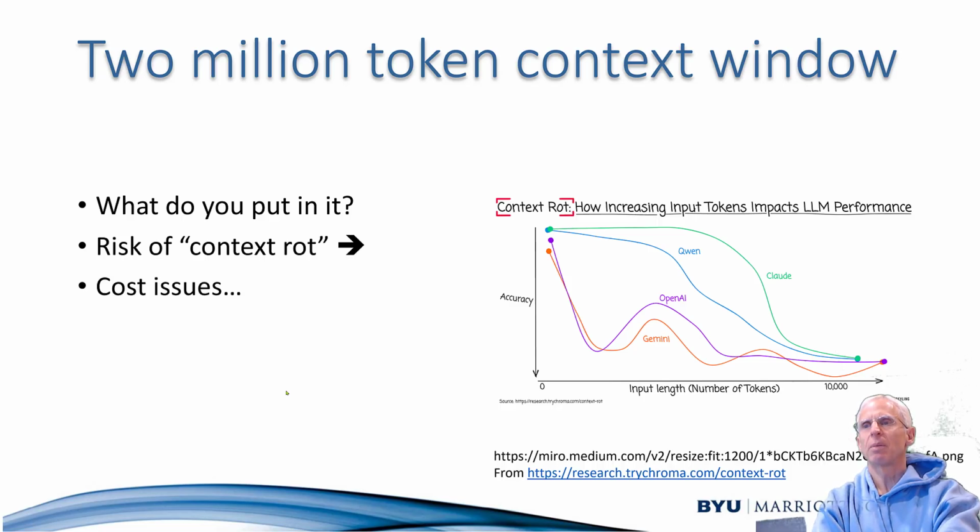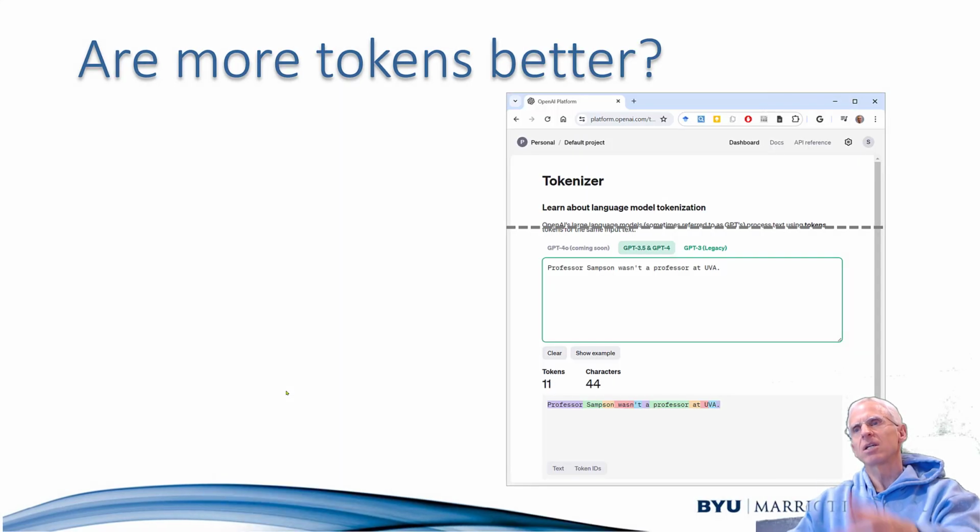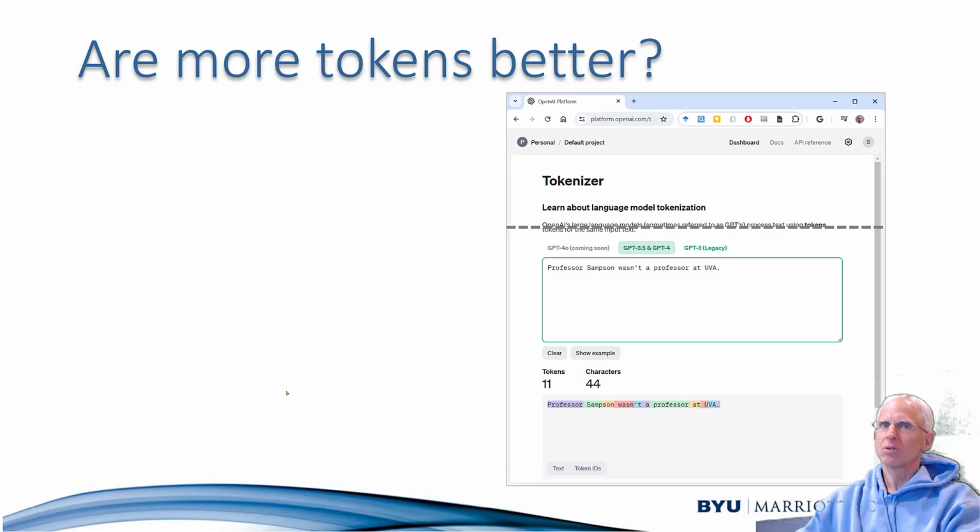There are also serious cost issues with using these large context windows. So do we want more tokens? In an earlier session in my classes, we did this little tokenizer exercise. Do we want more tokens? We do want more tokens going through the model, but only to a point.